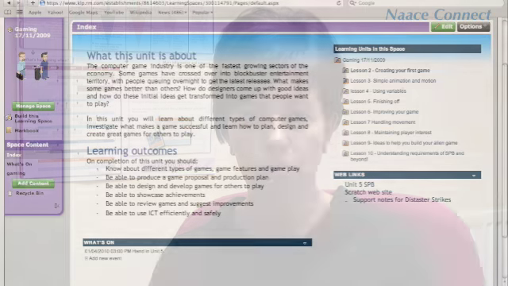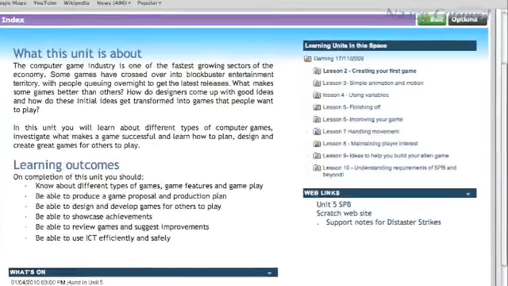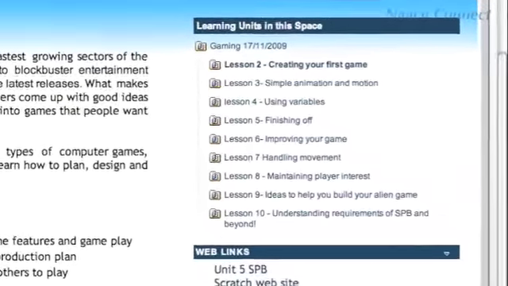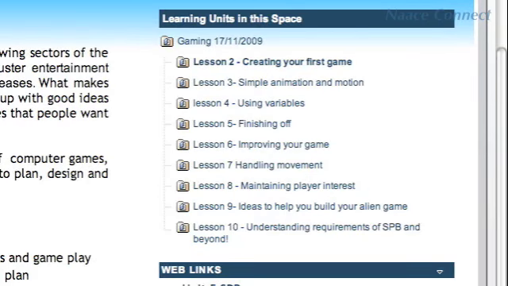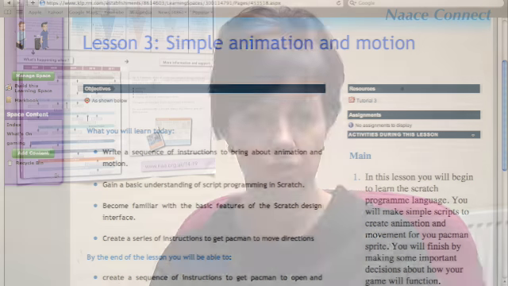I've used it with my Year 11s as well, where we were doing a gaming unit, and the whole of the 10 lessons were all on there with all the resources they needed, and they actually went through that on their own. Some were on lesson 1, some were on lesson 5. Obviously I was there to facilitate them, but it was a fabulous experience, and they can go back and refer to that as well.